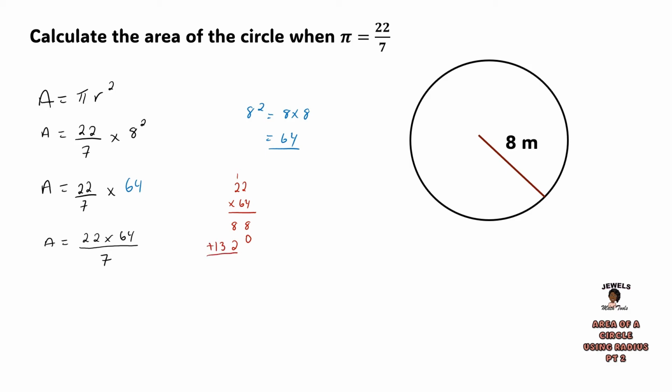We are now going to sum these numbers together. So 8 plus 0 was 8. 8 plus 2 is equal to 10. We'll put our 0, carry the 1. 1 plus 3 is 4, and then we'll bring down our 1.